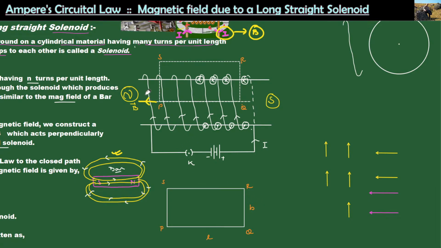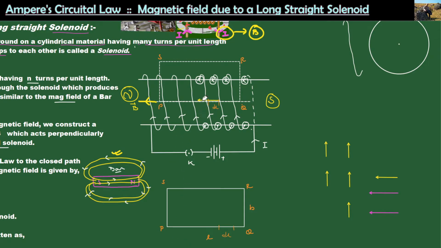Say, for instance, this is the direction of B. If I consider any element, this is the element dl, a small portion of PQ. If this is the direction of dl, then I can consider the element vector. Taking this yellow colored vector, let it represent the element vector dl.